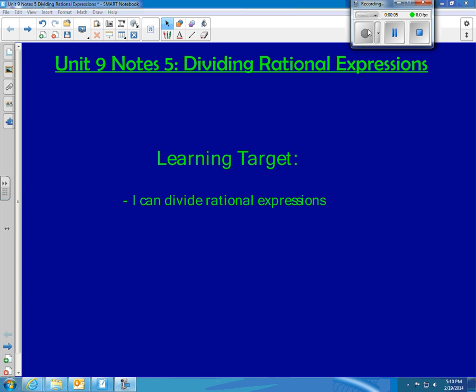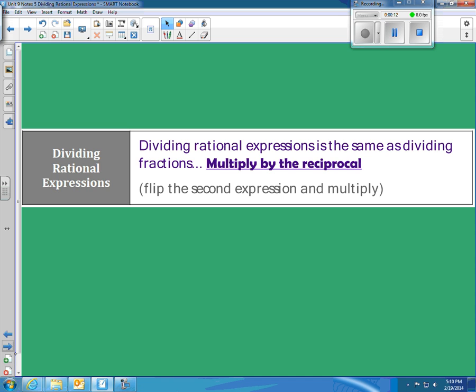We're going to be covering notes 5 for unit 9, and our learning target is I can divide rational expressions. And the nice thing about this is it's going to be very similar to multiplying rational expressions. Just like when we divide fractions, we multiply by the reciprocal. We're going to do that for rational expressions. Remember, the reciprocal is just flipping the fraction. Some of you may have heard this as stay, switch, flip before. Same idea here. Stay, switch, flip.